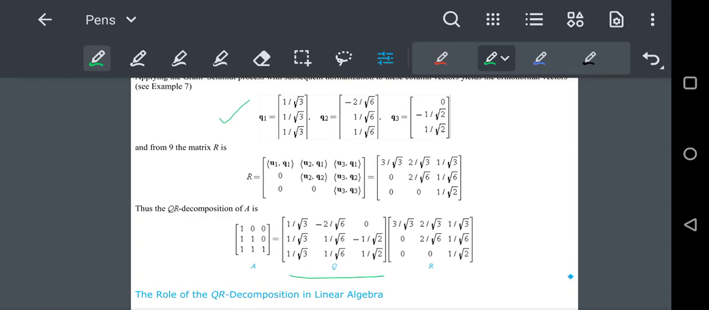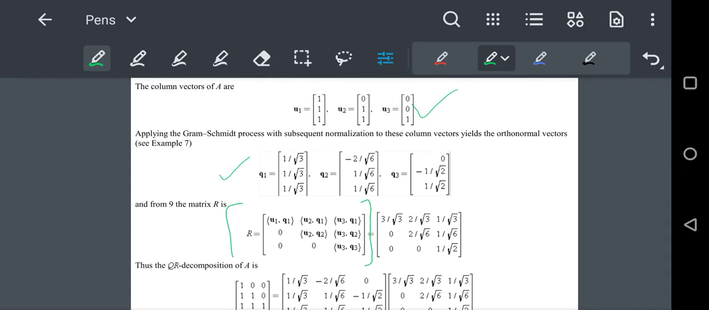And to write R, the R matrix will be of this form. You need to take the inner product of u1 and q1. The formula is you multiply the first element with the first element, so 1 by root 3 into 1 is 1 by root 3, plus 1 by root 3, plus 1 by root 3. The denominators are the same, so you sum up the numerators, leaving us 3 divided by root 3.